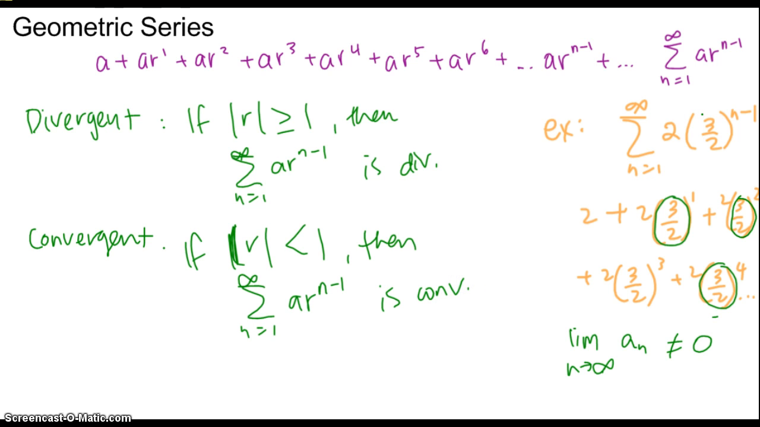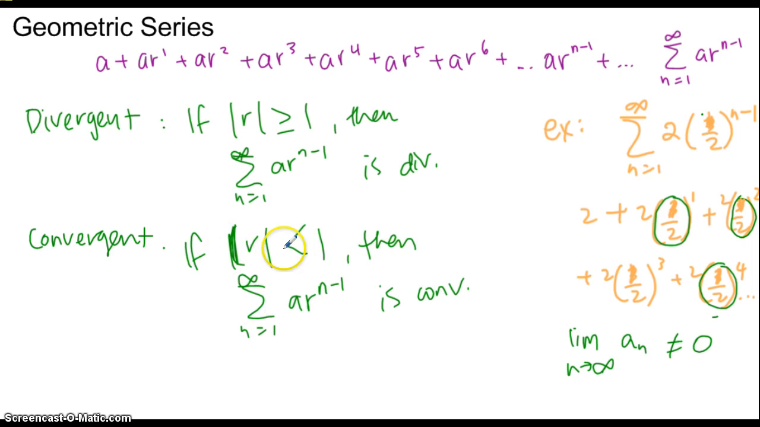So if in this case, instead of 3 halves, I had 1 half, and 1 half here, and 1 half, 1 half, and 1 half. Notice as we move along in each of these terms, I get 1 half, half of a half, half of a half of a half to the third power, half of a half of a half of a half. So each of these terms are getting smaller and smaller and smaller.